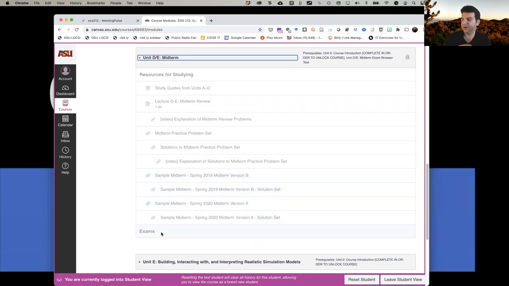And then down here, they're not released yet, but the actual exams that you'll take will be under exams. You'll see the midterm stage one, and then on Tuesday, you'll see the midterm stage two, and you'll end up finding them there.